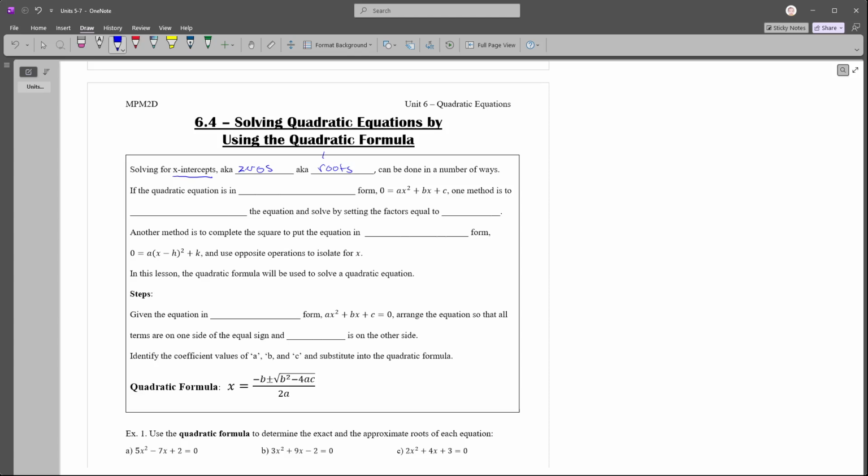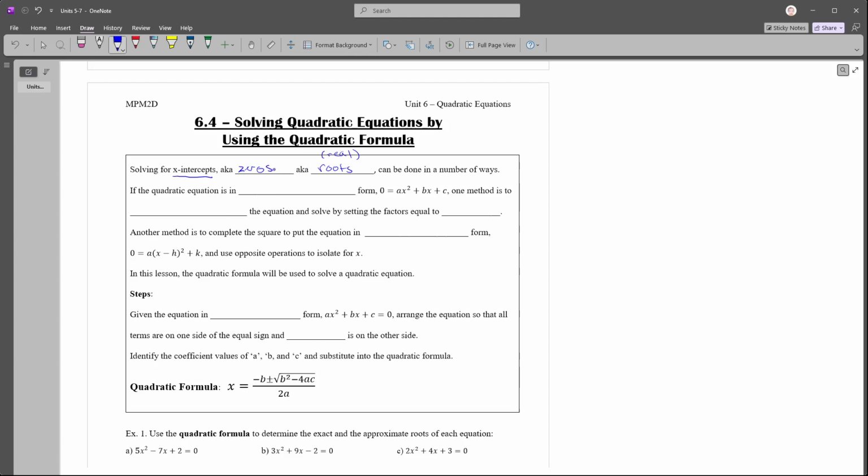Sometimes you'll see them called real roots. Real roots, as in the term a real number, as opposed to an imaginary number. We'll definitely come back to this shortly. But anyways, when I ask you to solve a quadratic equation, what I'm asking you for is the x-intercepts, also known as the zeros or the roots. And I may ask you for any one of those three things, but they all mean the same thing.